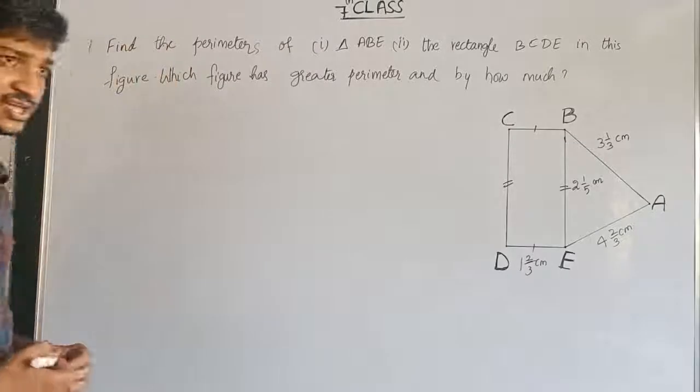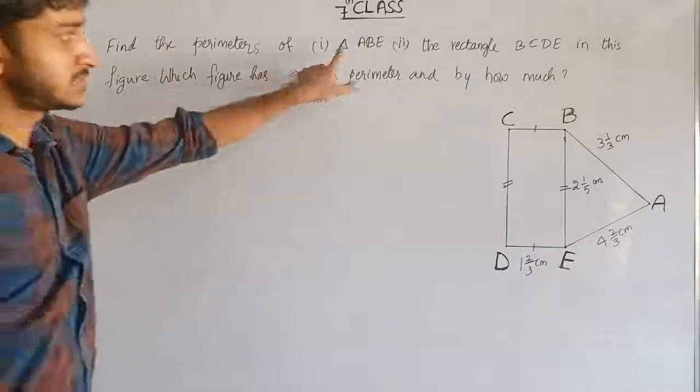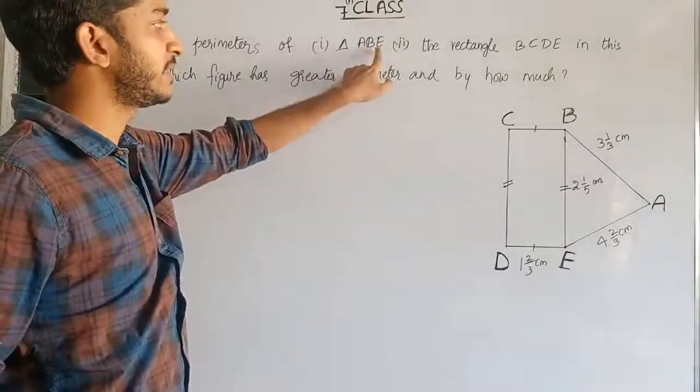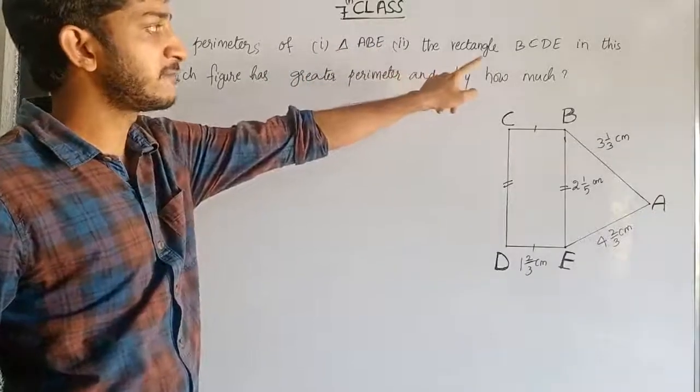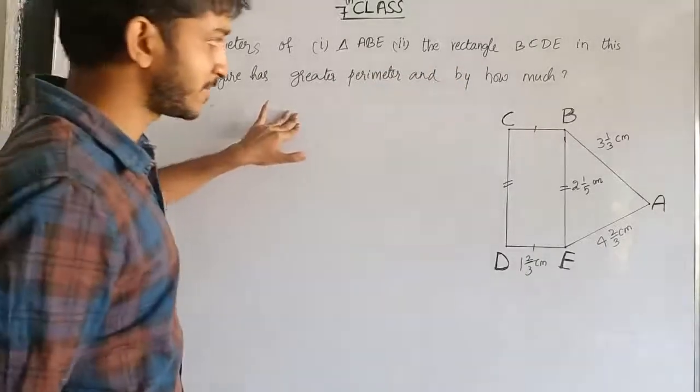See here children, this is the first problem today. Find the perimeters of the triangle. This is the symbol for triangle. Triangle ABE and the rectangle BCDE. In this figure, which of the following is greater perimeter and by how much?